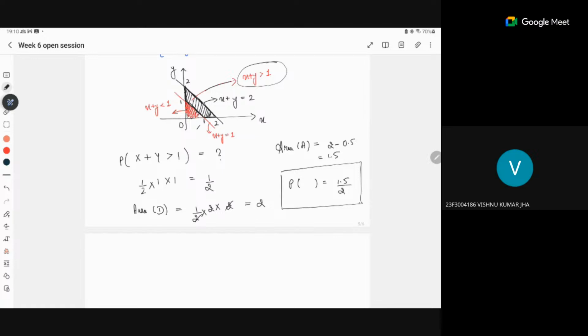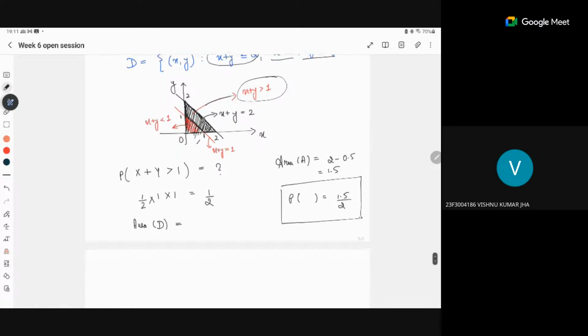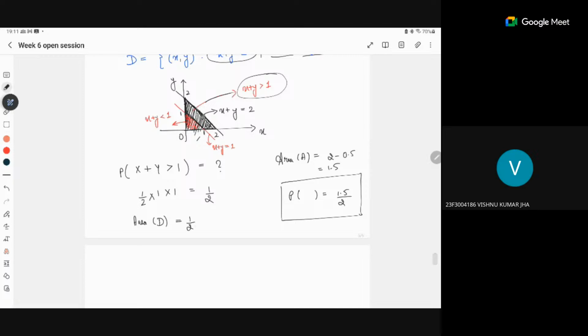Ma'am, can you please explain how you get the area of D? How did I get the area of D? So what is D? Can you tell me what is D in this figure? This whole bigger triangle is the D, right? Yes. So how do you find the area of triangle? Half into base into height. What is the length of this base? 2. What is the height? 2. So my area of D is 2.